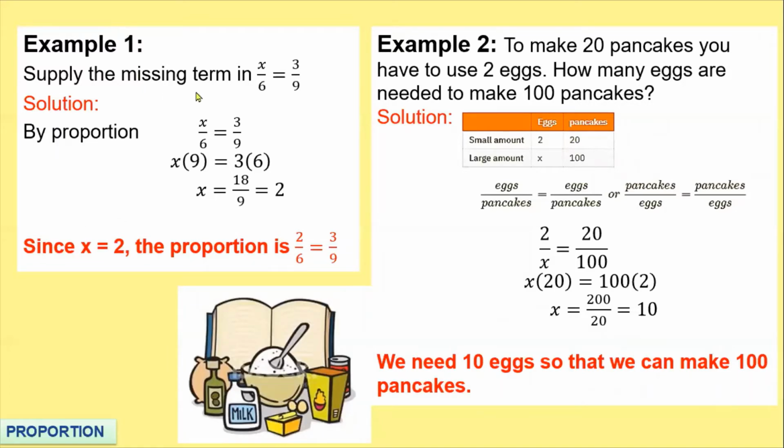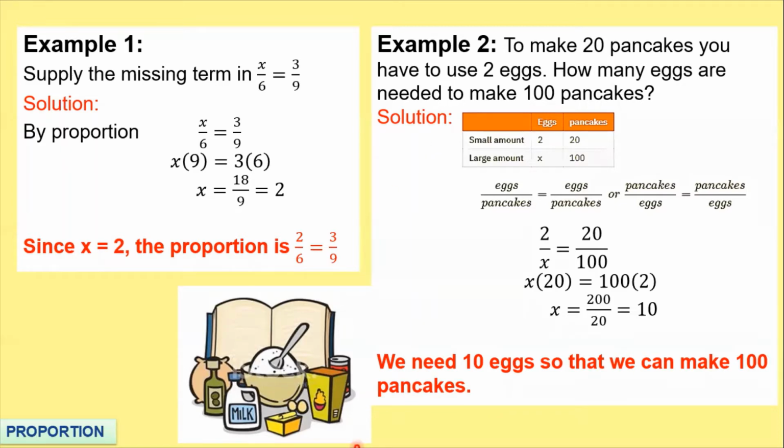Example 1. Supply the missing term in x over 6 equals 3 over 9. By applying the fundamental property of proportion, we have 9x equals 3 times 6, or x is equal to 18 over 9, or simply x is equal to 2. Since x is equal to 2, the proportion is 2 over 6 is equal to 3 over 9.